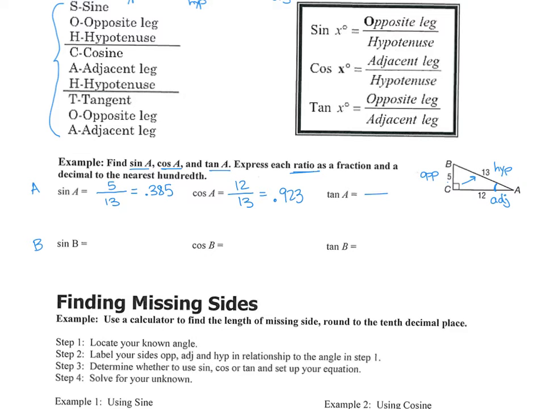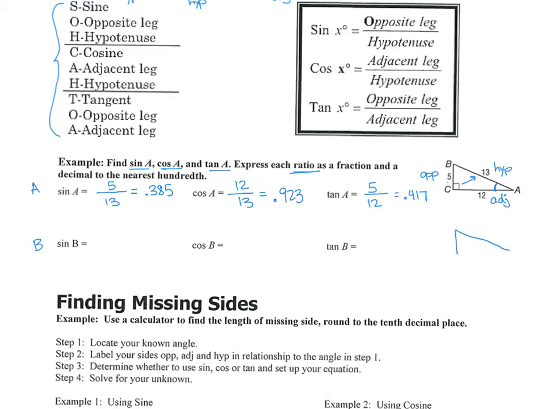So finally, tangent of A. Tangent is opposite over adjacent. So let's go find our opposite. That was side 5, and our adjacent is the 12. And when I divide that, I get 0.417.